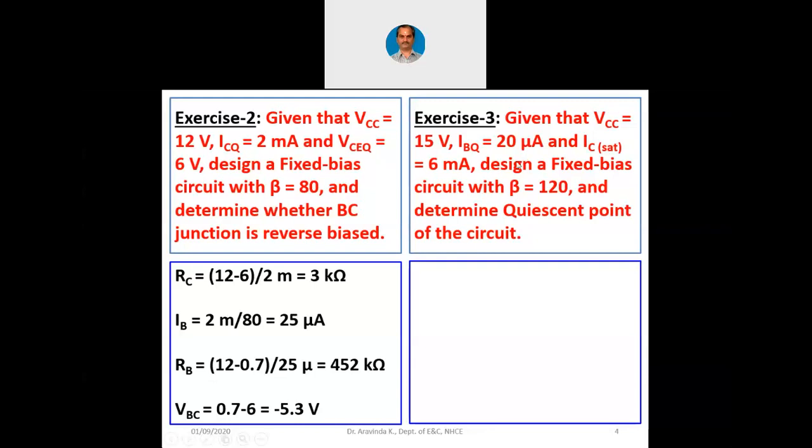Here ICQ and VCEQ are not given. Quiescent point you will have to determine. But the quiescent point's base current is given and beta is given, so naturally you can find out ICQ. But IC sat is given. So if IC sat is given, what are you going to find out? You just think about it and you tell me the answer. Just understand this problem and find out whatever you can find out in your own way. Later on I will show my answer.